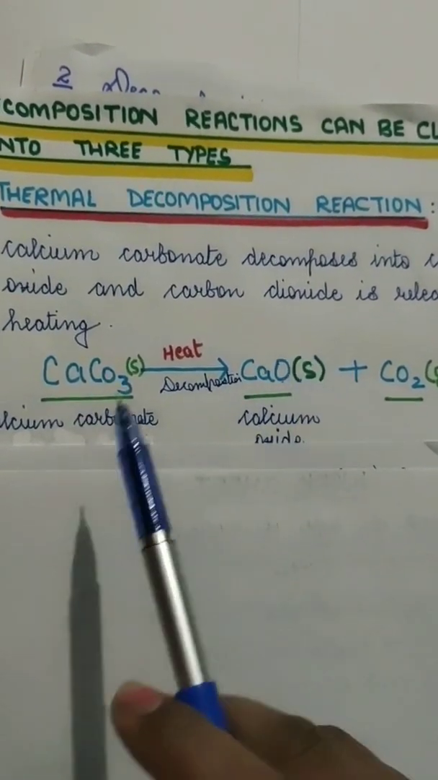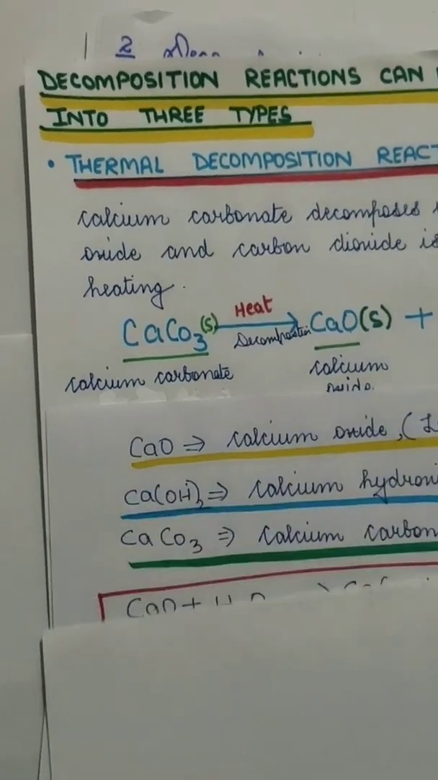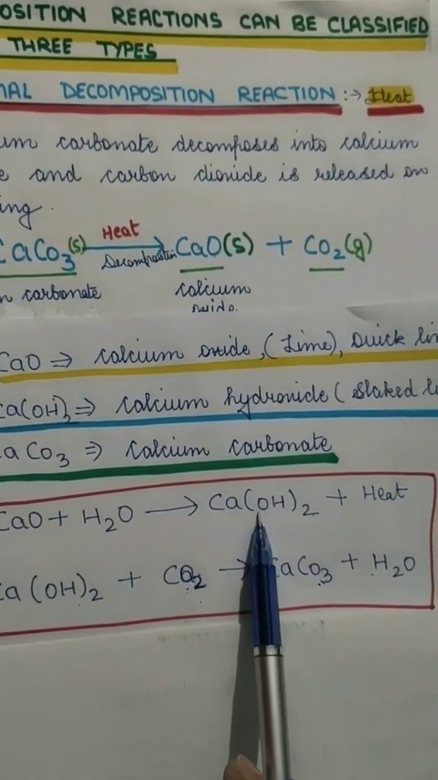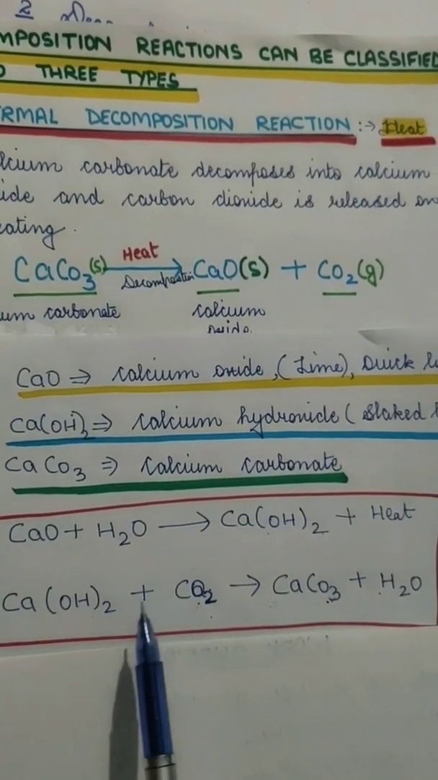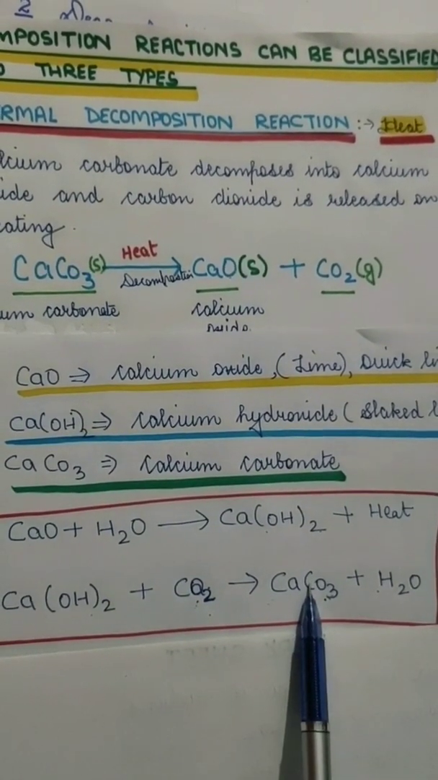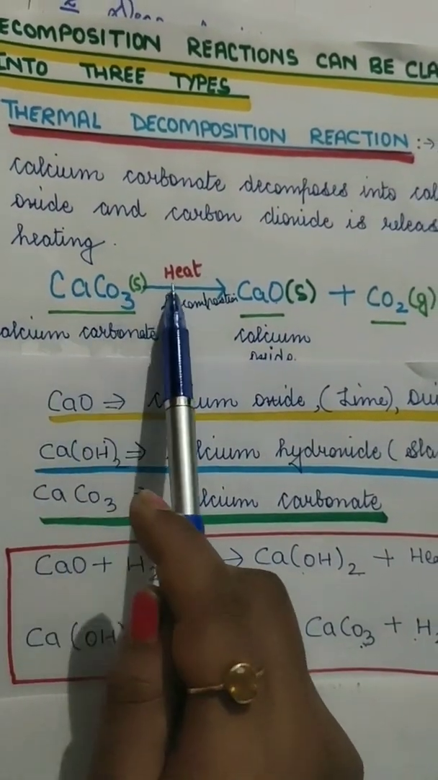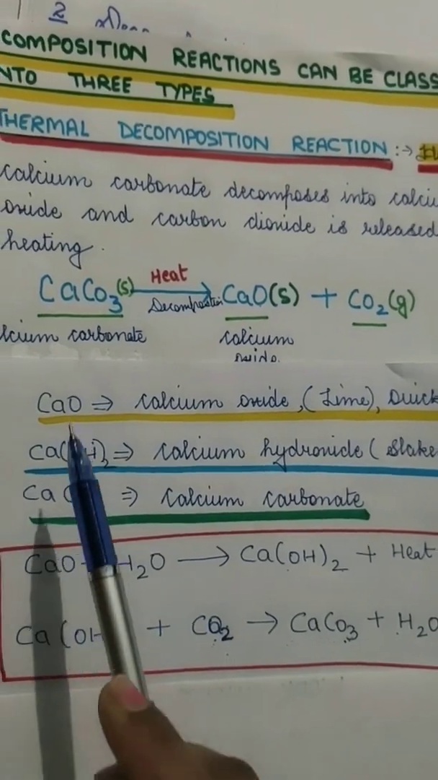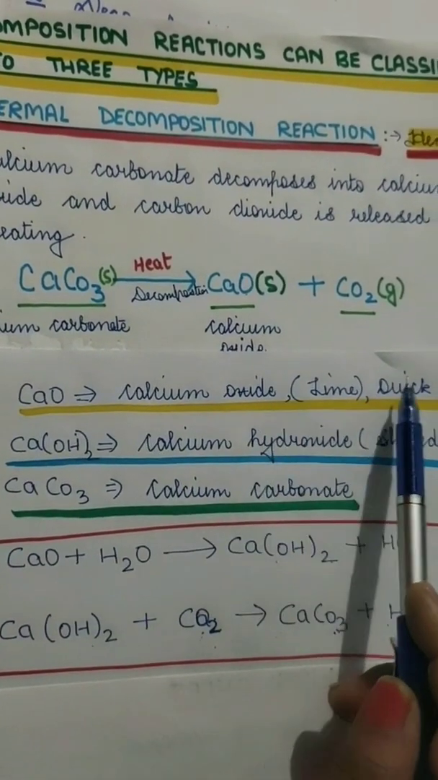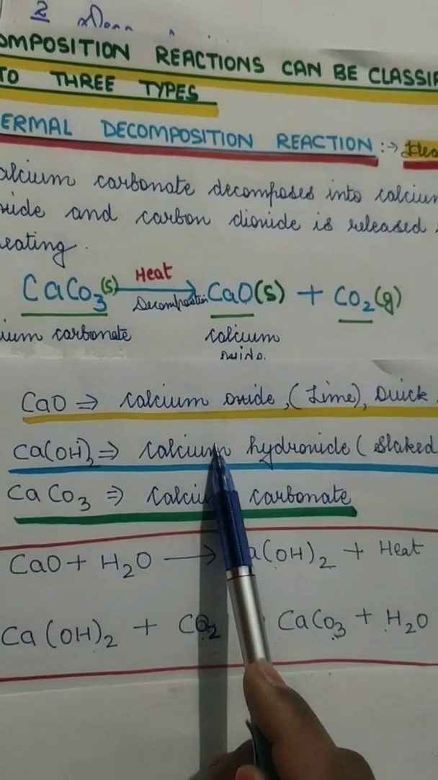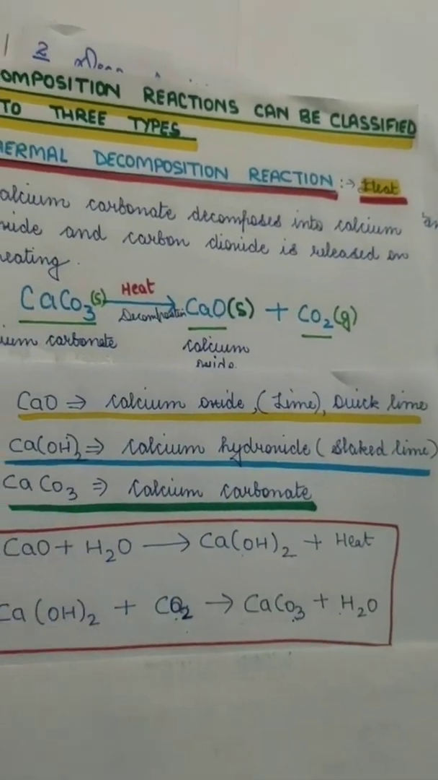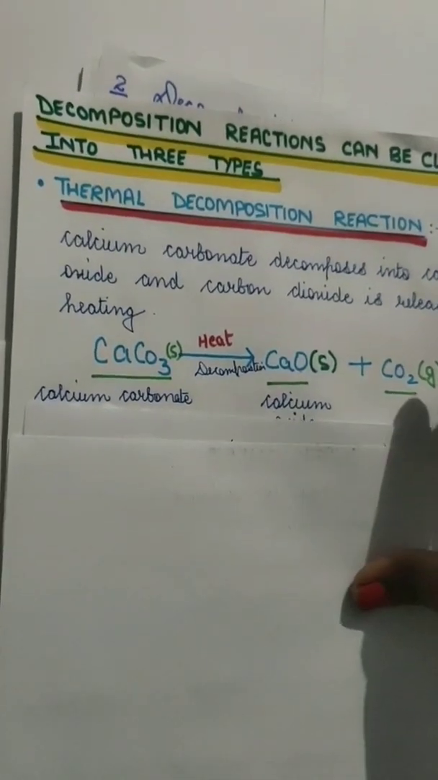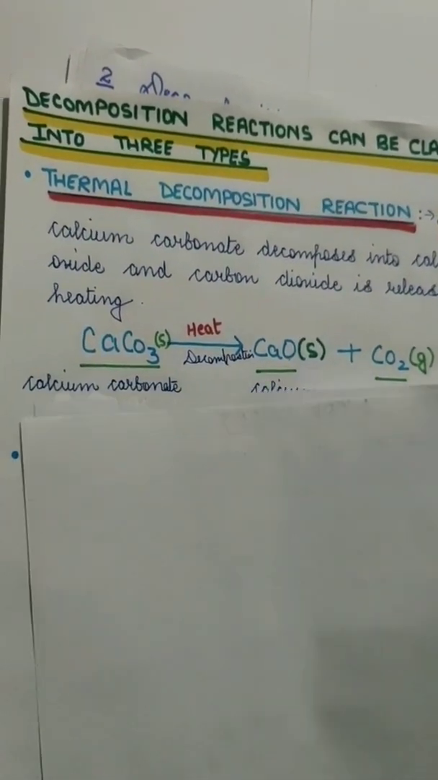If we heat that CaCO3, we will get CaO plus CO2. CaO reacts with water to give Ca(OH)2. We will react it with carbon dioxide, we will get CaCO3, and then when CaCO3 is heated, we again get CaO, the very first product. Okay, so now remember: CaO is calcium oxide, quicklime; Ca(OH)2 is calcium hydroxide, slaked lime; and CaCO3 is calcium carbonate. So this was the first example of thermal decomposition.